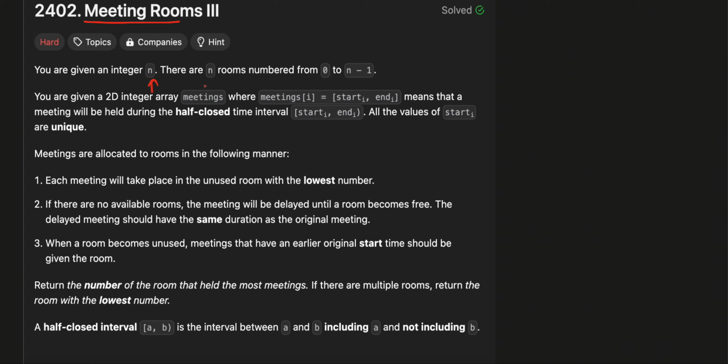And we are also given a 2D integer array meetings, where every meetings[i] denotes the starting time and the ending time of that particular meeting.